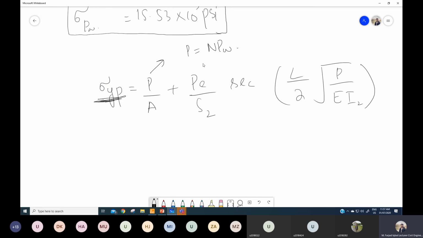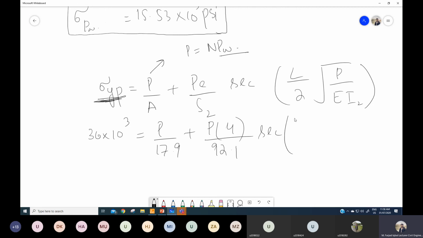or we need to report what factor of safety has been taken in this question. So first we will compute this P factor, then we know PW and we will get the factor of safety. So this sigma YP is 36 × 10⁻³, that is equal to P over A, and this P factor is unknown. Eccentricity is given as 4, S factor is 92.1, secant, length is 25 × 12 to convert it into inches, over 2 under root.